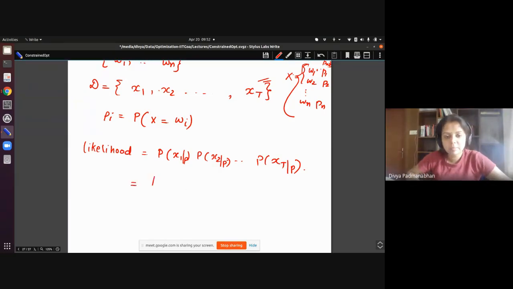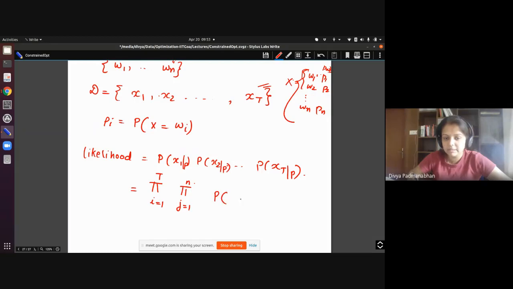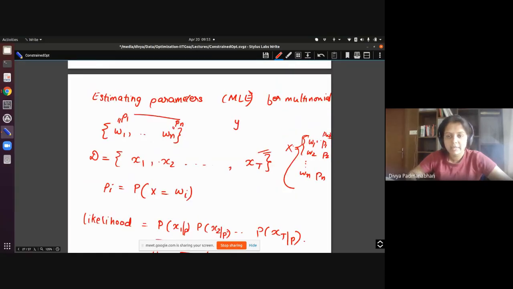If I write it as a product, this would be the product for i equals 1 to t. The t words that appear, and I'm going to look at all possible words j. This is the probability that xi takes the value wj, given p. I'm also going to introduce a variable: yij is 1 if the ith word xi takes the value wj. If the ith word is wj, then yij is 1, otherwise it's 0.